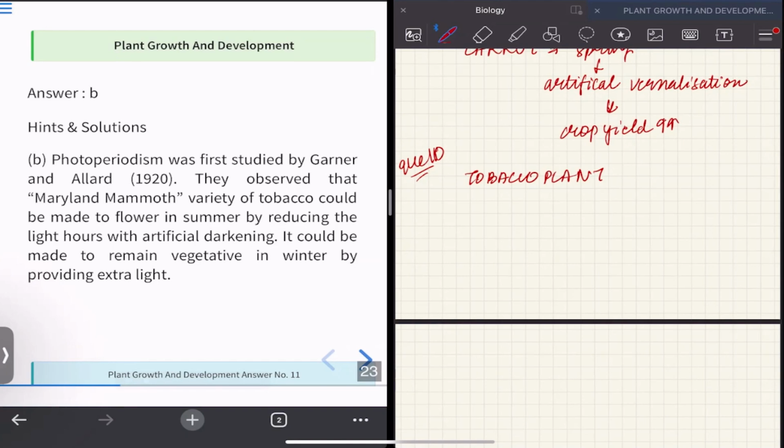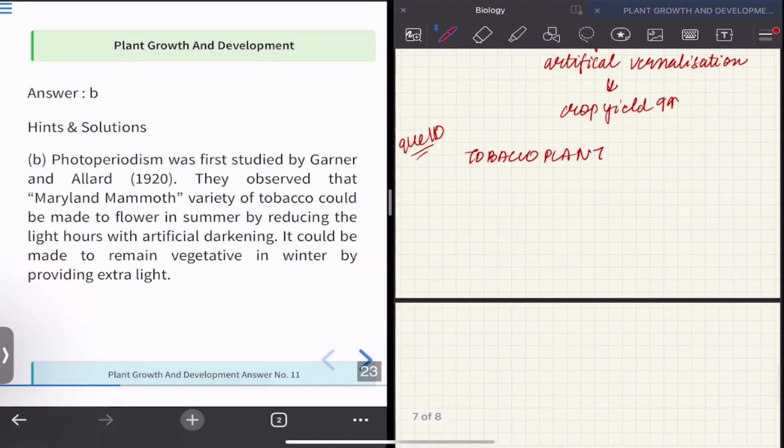So the variety of tobacco that they used was Maryland Mammoth, and it could be made to flower in summer by reducing the light hours with artificial darkening. Originally a tobacco plant is grown in winter, but if we decrease the duration of the time in which it is exposed to light, we can artificially grow it in summer also. Okay.